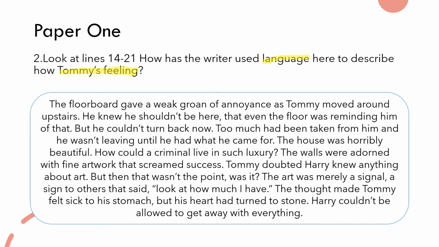So the extract says, the floorboard gave a weak groan of annoyance as Tommy moved around upstairs. He knew he shouldn't be here, that even the floor was reminding him of that, but he couldn't turn back now. Too much had been taken from him and he wasn't leaving until he had what he came for. The house was horribly beautiful. How could a criminal live in such luxury? The walls were adorned with fine artwork that screamed success.